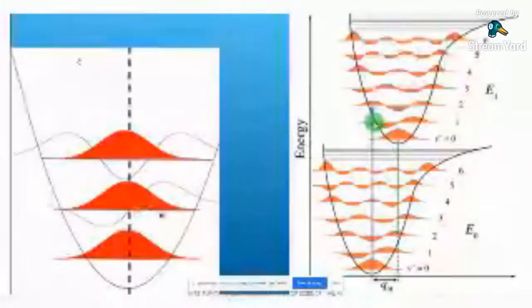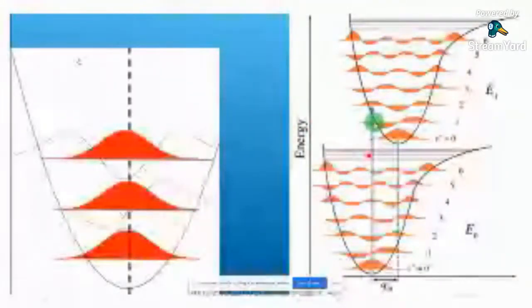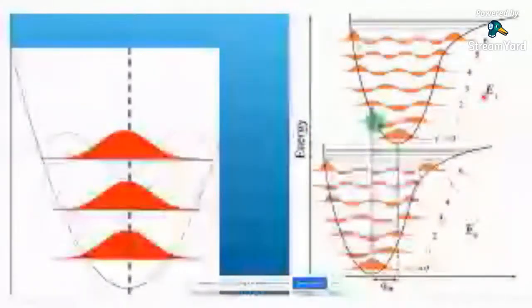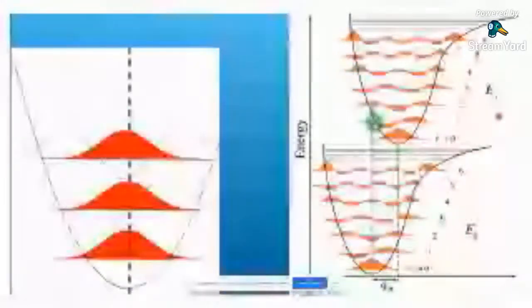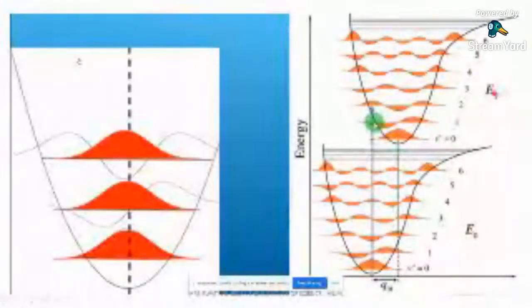Now here, this is the internuclear distance and this is the energy axis. As you can see, these are E0 and E1. These are the electronic energy levels, and these electronic energy levels are associated with different vibrational energy levels. Here they have mentioned vibrational energy levels 0 to 6 for the ground state as well as 0 to 6 for the excited state. Now, these are the normal ground state as well as the normal excited state.